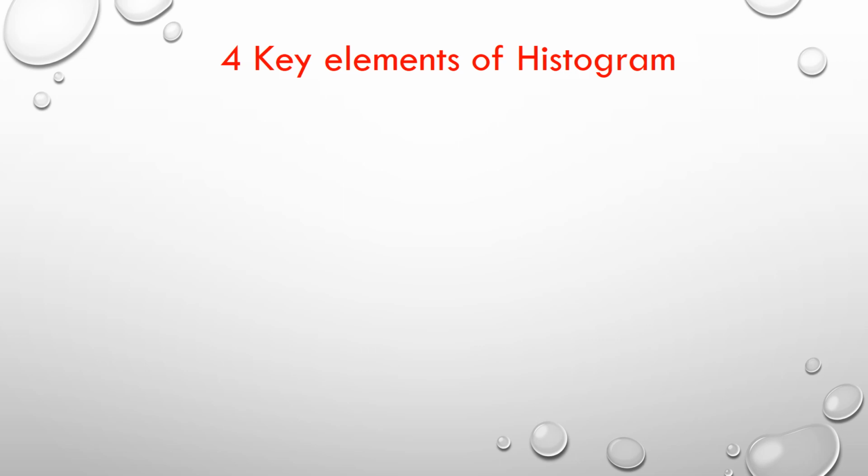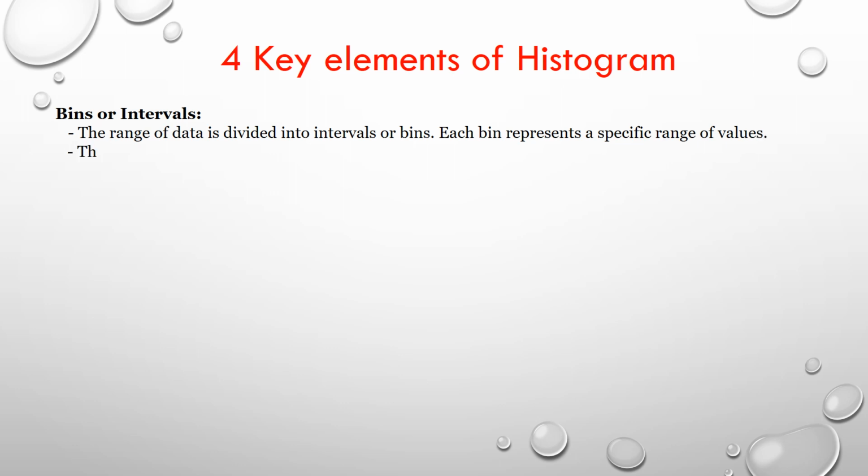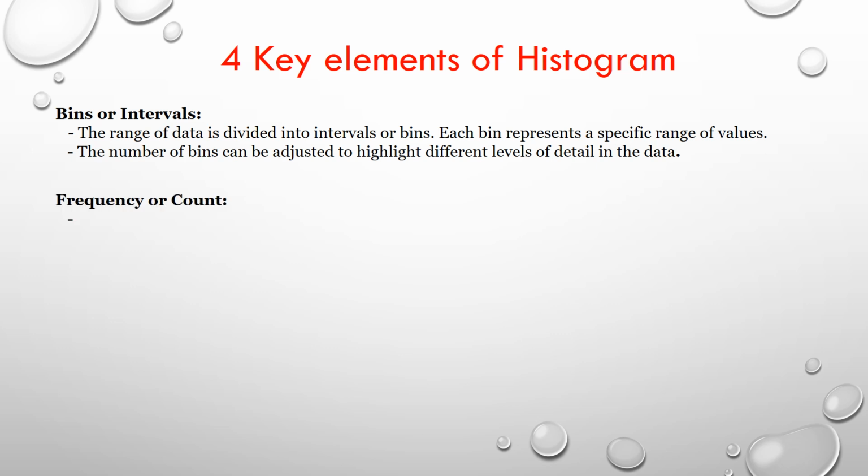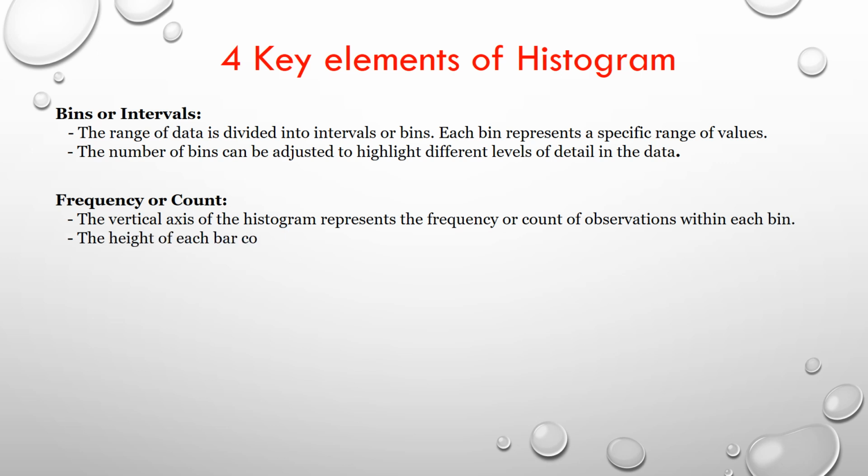First element is bins or intervals. The range of data is divided into intervals or bins. Each bin represents a specific range of values. The number of bins can be adjusted to highlight different levels of detail in the data. Second element is frequency or count. The vertical axis of the histogram represents the frequency or count of observations within each bin. The height of each bar corresponds to the number of data points falling within the respective interval.